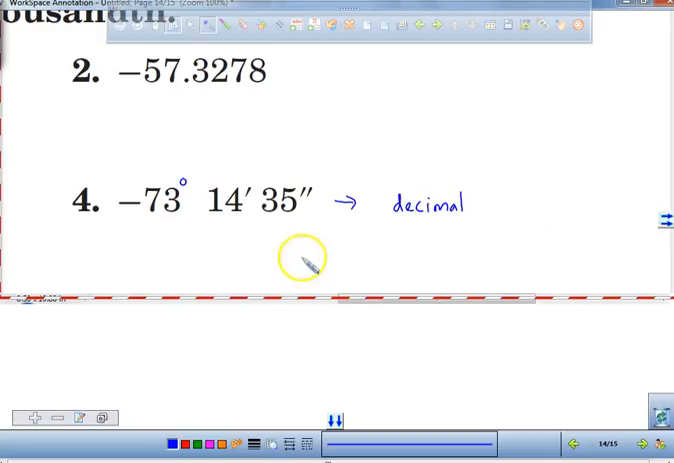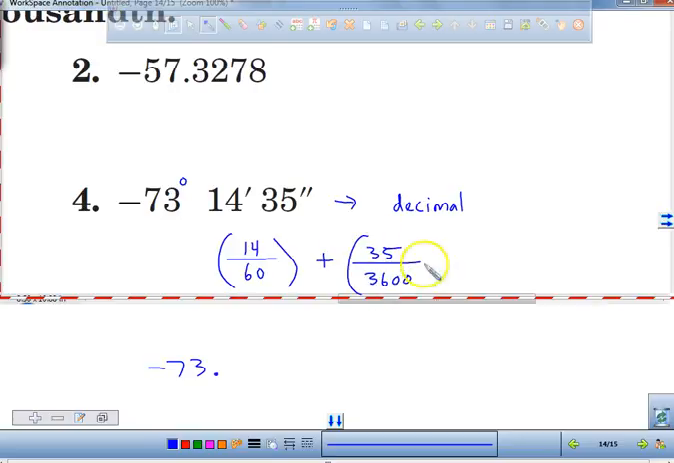But here's all I want you to do right now. Quick. Write down negative 73 point. This is how you get your decimal. You're going to take 14 and divide it by 60. And then you're going to add 35 over 3600. Because how many minutes are there in a whole degree? There are 60. And how many seconds are there in a whole degree? There's 3600. So take this right here, put it in your calculator, and that will give you your decimal.